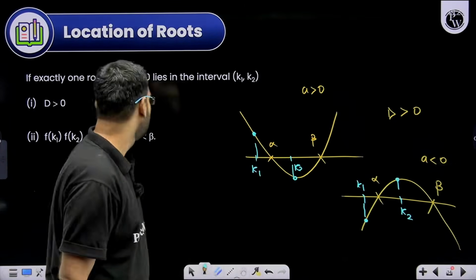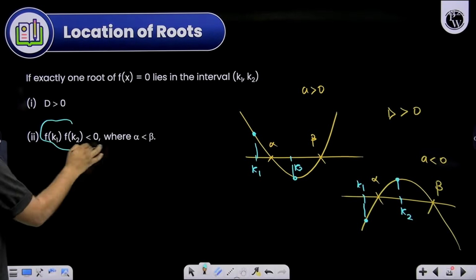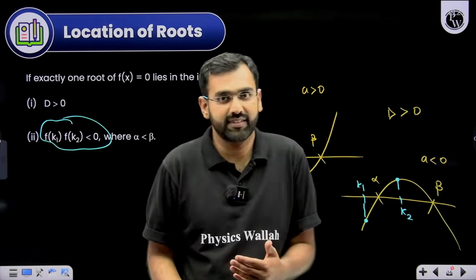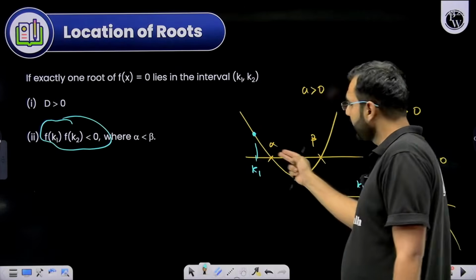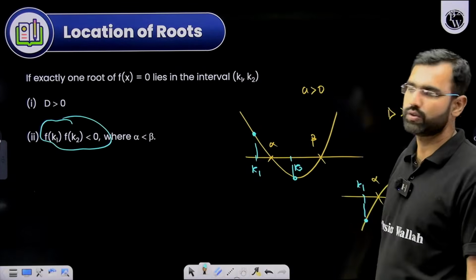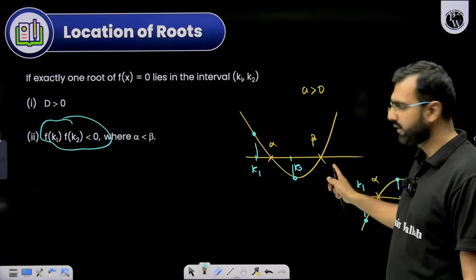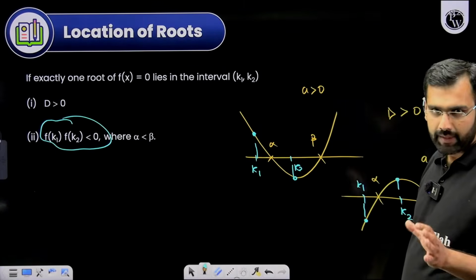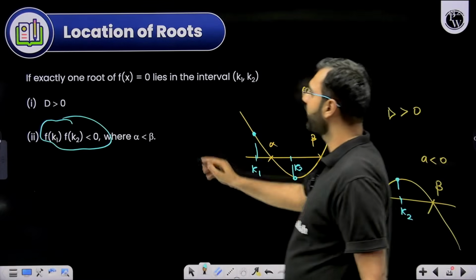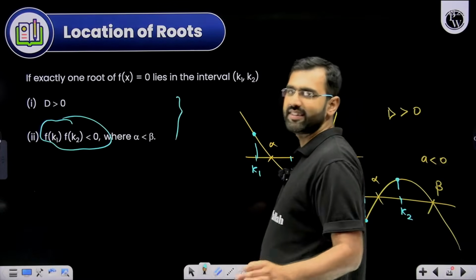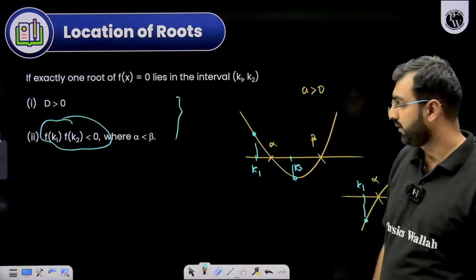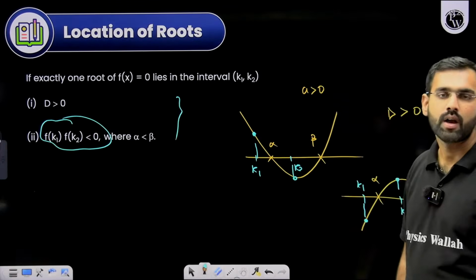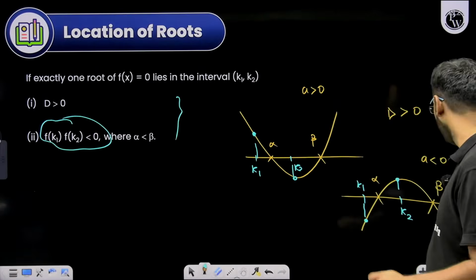Again, opposite. So if I find f of k1 and f of k2, and they are of the opposite sign, which means their product is negative, that means they will contain one of the roots, and exactly one root. Because if k2 has been there, then f of k1 and f of k2 both would have the same sign. Are you getting it? So these two conditions are always the necessary and sufficient condition if I want to claim that exactly one root lies between k1 and k2. Are you understanding all of this? Can I move ahead from here?